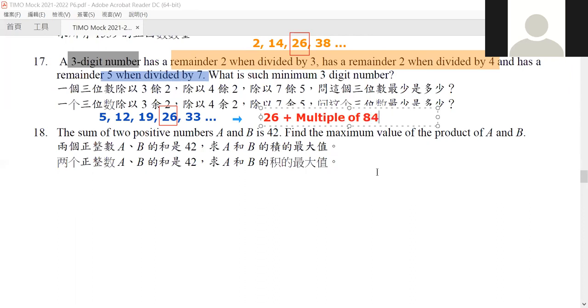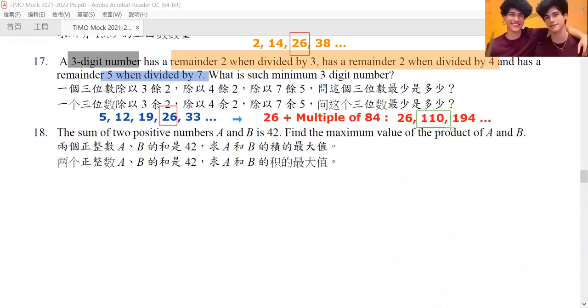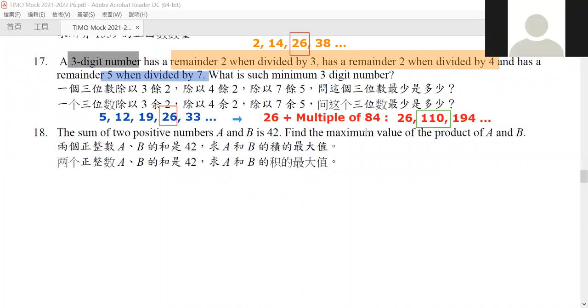So again, we can just list all the numbers out. It starts from our 26, and then the next one will be 110, and then 194, and so on. Which one is the smallest three-digit number? The smallest three-digit number is obviously 110. So 110 is our answer.